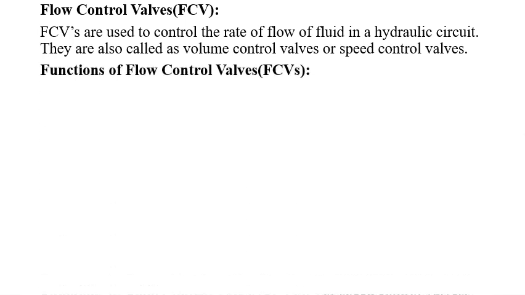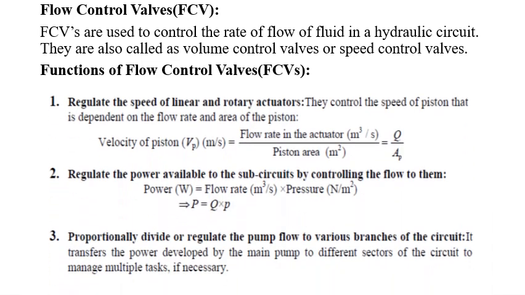Functions of flow control valves. The first one is to regulate the speed of linear and rotary actuators. The second is to regulate the power available to the sub-circuits by controlling the flow to them. And the third is to proportionally divide or regulate the pump flow to various branches of the circuit. We will discuss the functions of flow control valves one by one.